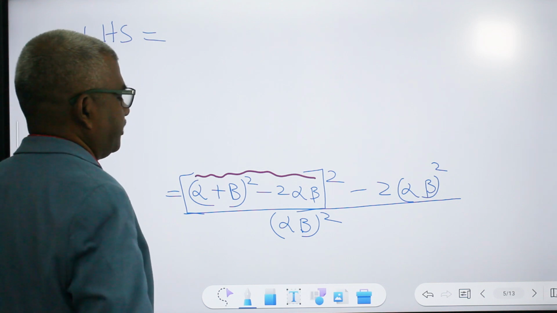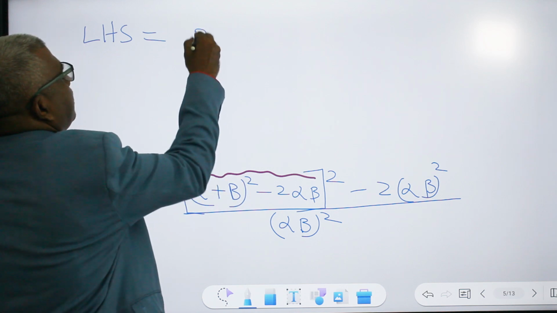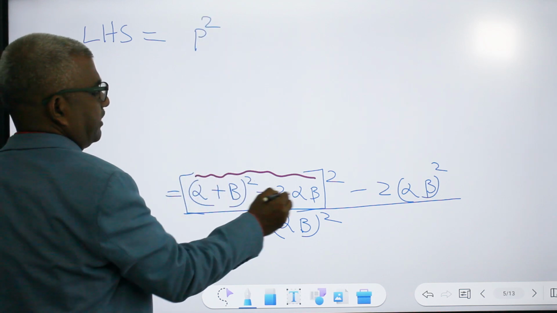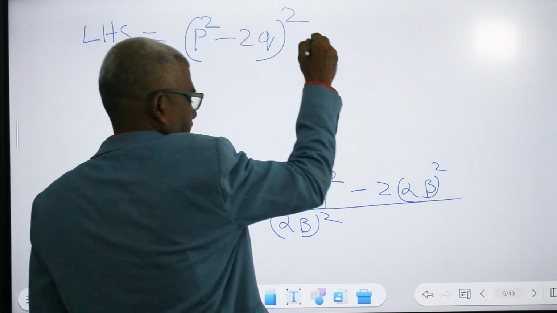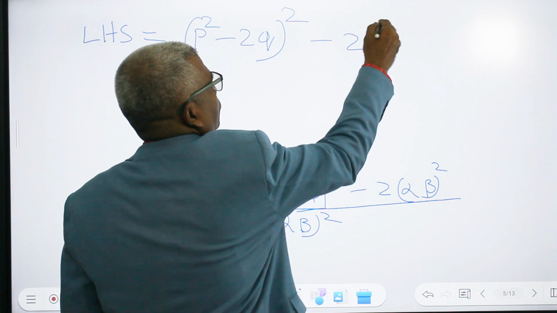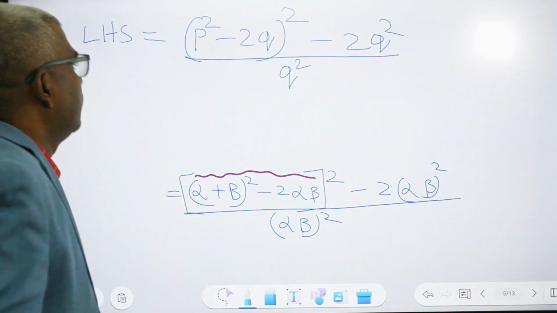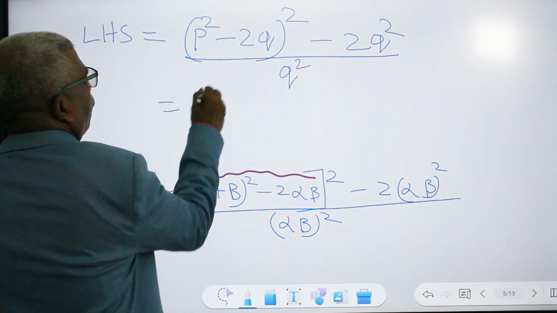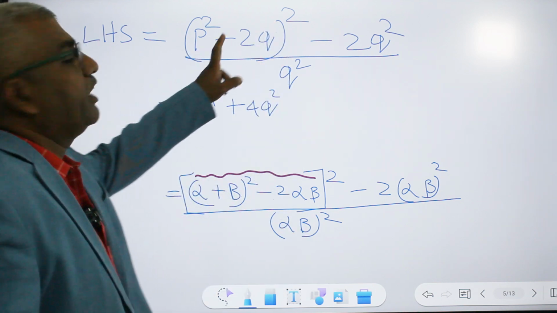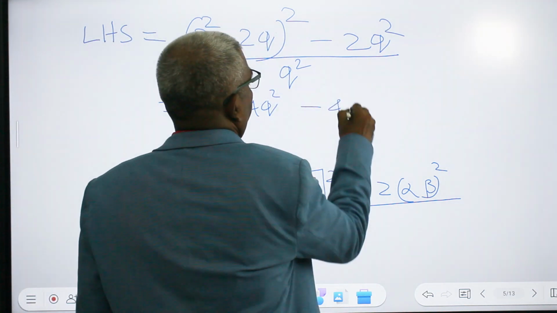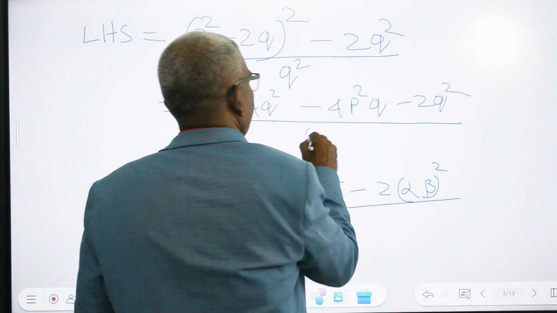Okay, now you can substitute the values. Before that, alpha plus beta is what? P squared, minus alpha beta is Q, minus 2Q whole squared minus 2Q squared divided by Q squared. Okay. Then P power 4 plus 4Q squared minus 4P squared Q minus 2Q squared divided by Q squared.